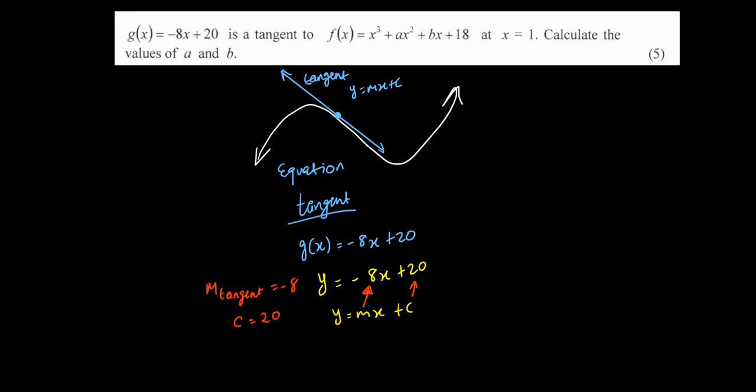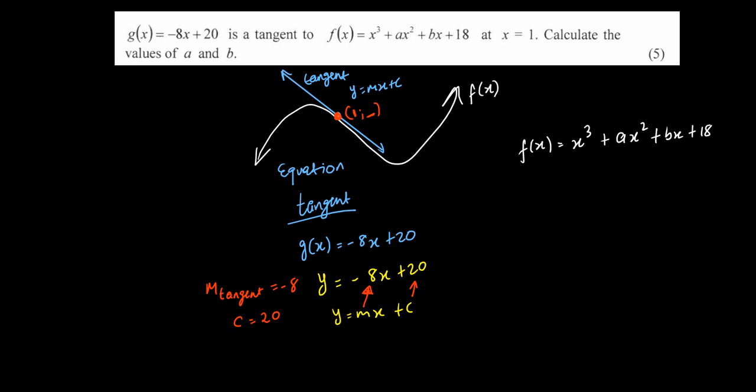So, now that we know the gradient of the tangent and we know C, we're given f. This is our f of x. And our f of x is given as x cubed plus ax squared plus bx plus 18 at x equals 1. So, what do we know here? If they give us x equals 1, do you remember I told you that if you have x, you can get y? So they gave you x, you can get y. Where is this x equals 1? If you look at here, the x equals 1 is here. You don't have the y value, because that's where the tangent is. You understand? That's your point of tangency. So you need to get the y value.